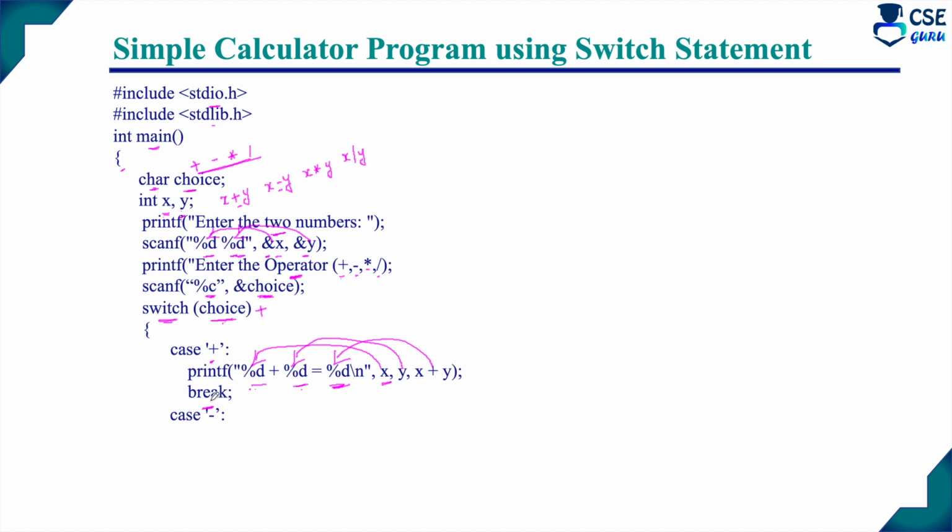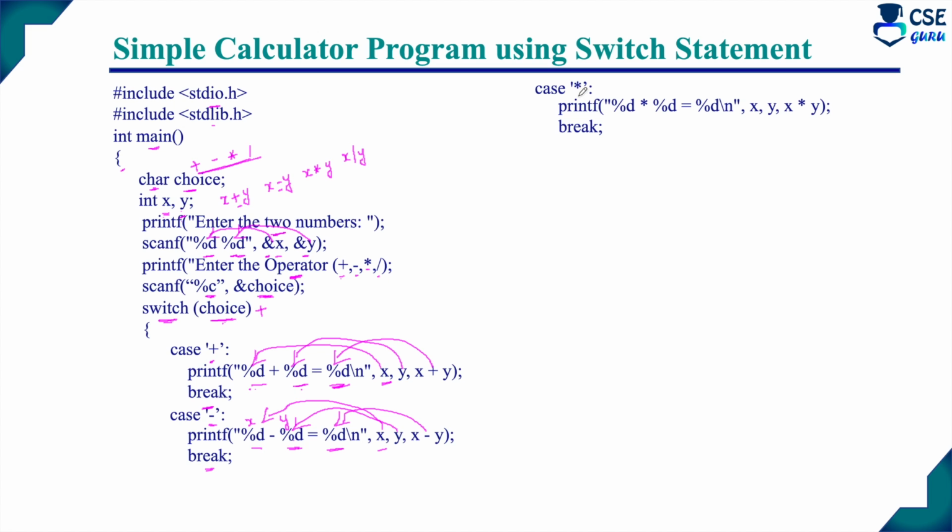Suppose the choice you have entered is minus, you have to perform the subtraction operation. Okay, what statement do we have to include? Printf percentage d minus percentage d. This will hold x, this will hold y, and this is the x minus y result you will get. It will be printed on the output screen, then it will break. And then the third case is multiplication.